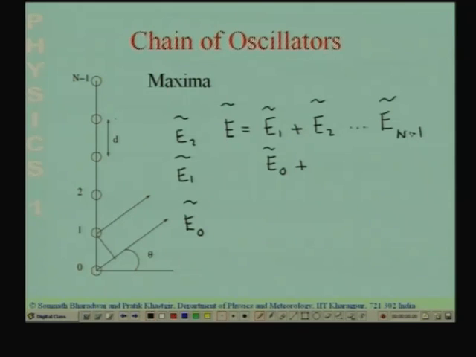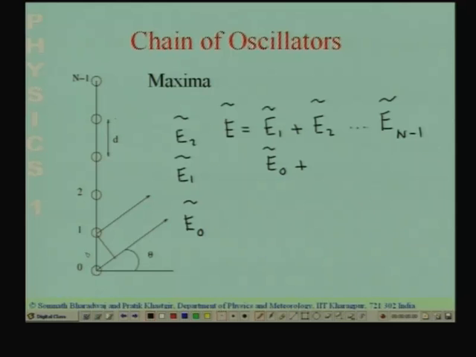So, let me remind you again what we wish to calculate. There is a distant observer. The distant observer is going to receive the superposition of the radiation from all of these oscillators, and this is going to be E 0 plus E 1 plus E 2 all the way to E n minus 1. Now, each of these oscillators is oscillating at the same phase. So, they are emitting the radiation at the same phase, but the radiation will not be received at the same phase. This is because there is a path difference between the radiations from any two oscillators.